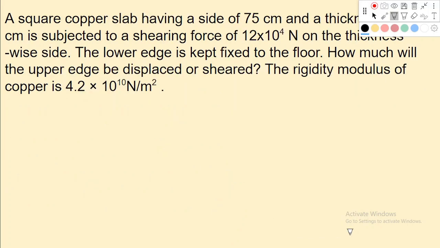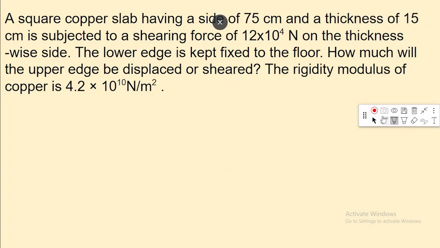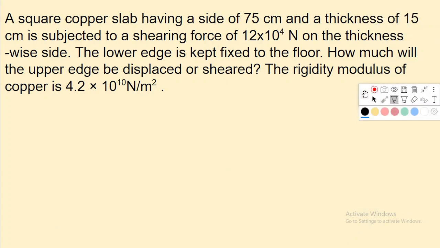Now the next problem. A square copper slab having a side of 75 centimeter and a thickness of 15 centimeter is subjected to a shearing force of 12 into 10 raised to 4 Newton on the thickness Y side. The lower edge is kept fixed to the floor. How much will the upper edge be displaced or sheared? The rigidity modulus of the copper is 4.2 into 10 raised to 10 Newton per meter square.